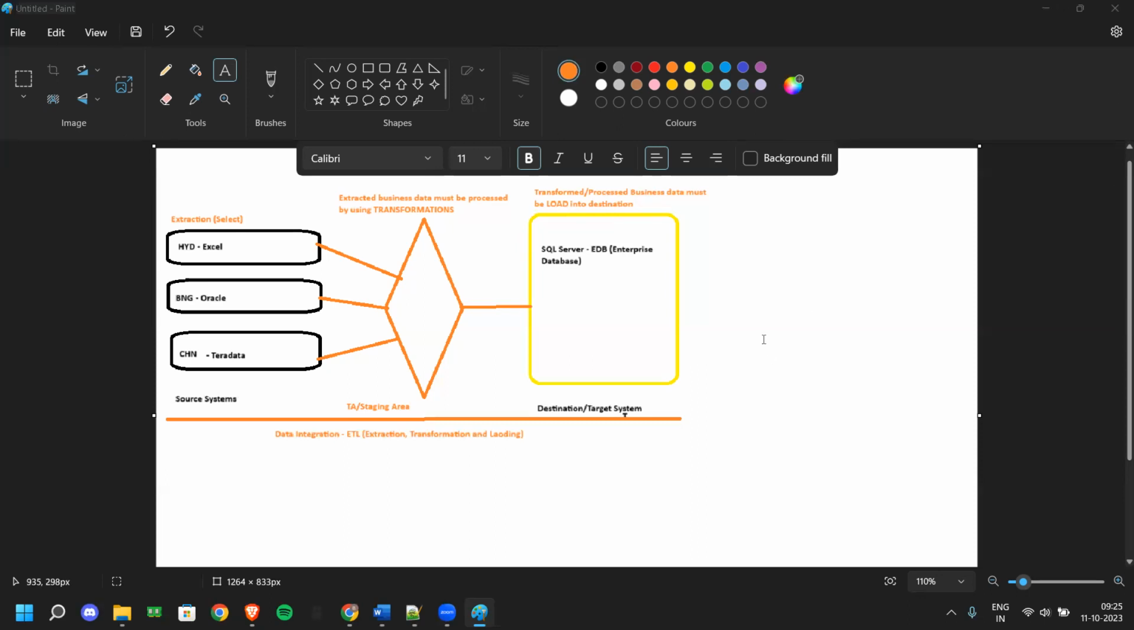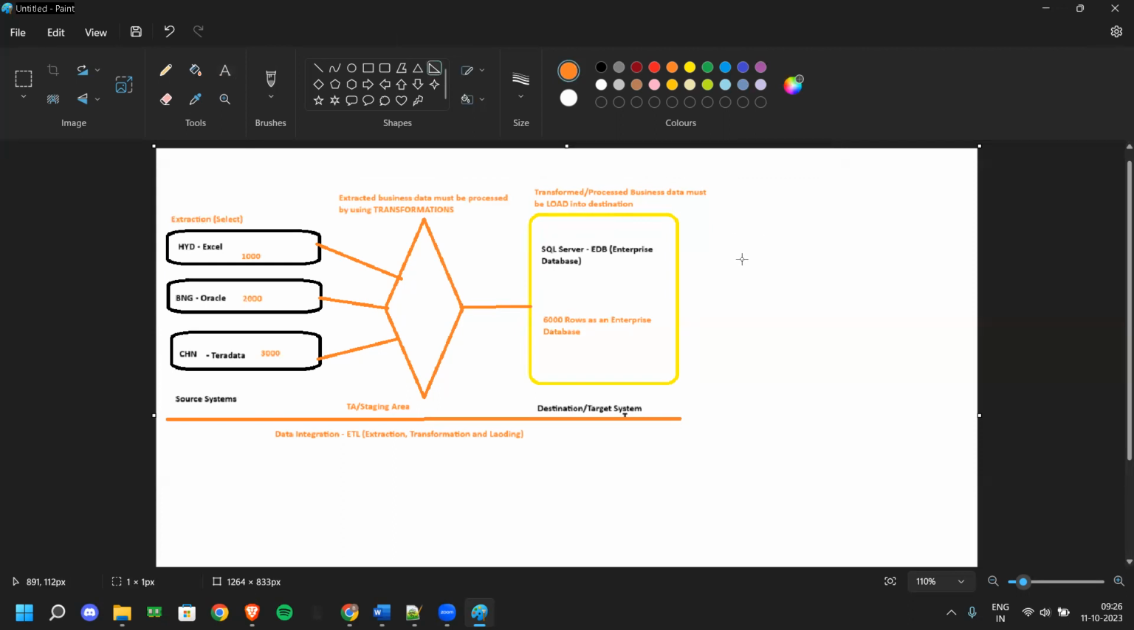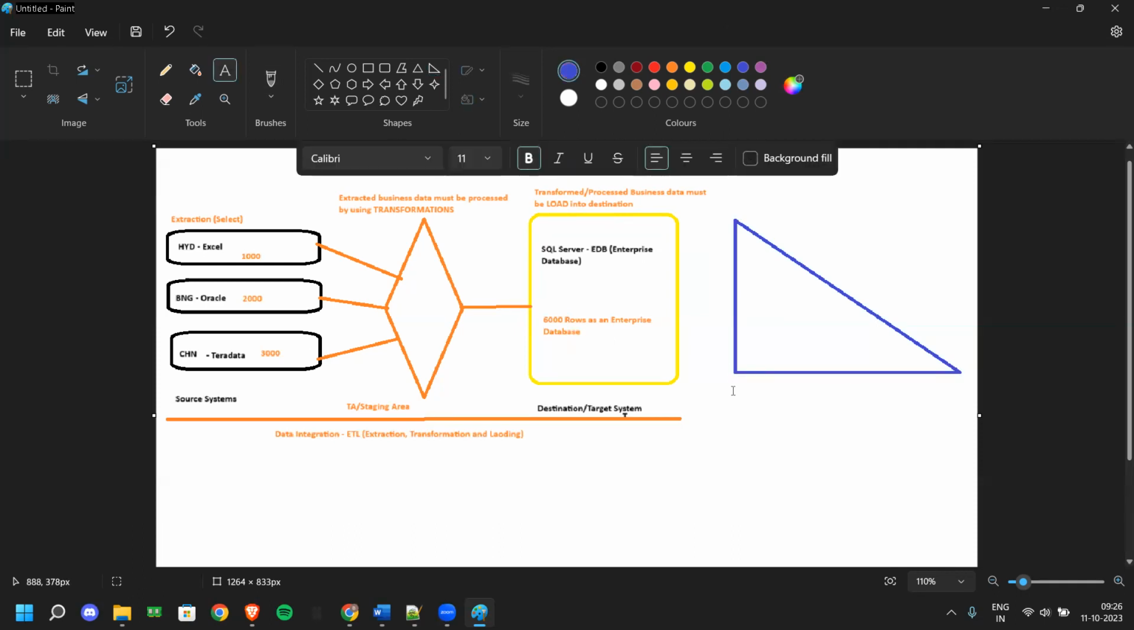Now, for example, we have 1,000 records over here, 2,000 records over here, and 3,000 records over here. After successful completion of the ETL process, you will have 6,000 rows as an enterprise database. Once you are done with that, this data will be used for our data visualization. This is your report. In the x-axis, we have Q1 data, quarter 2.